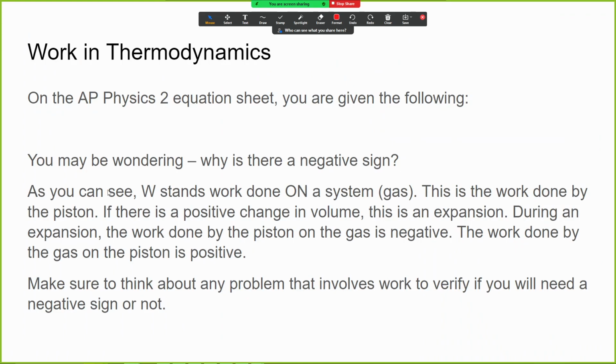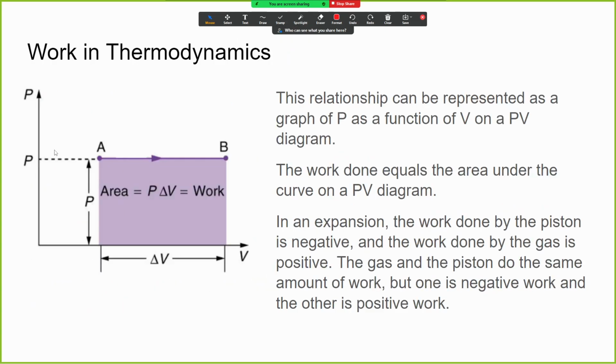Okay, so once again, work stands for the work that's done on a system. This is the work that's done by the piston. If there were a positive change in volume, that's an expansion. During the expansion, the work done is negative, and the work done by the gas on the piston is positive. So once again, just make sure that you're thinking through these before you just jump at whatever problem you're getting into.